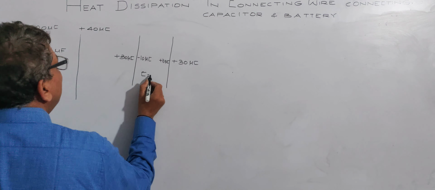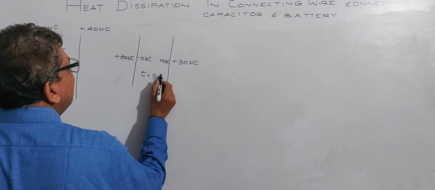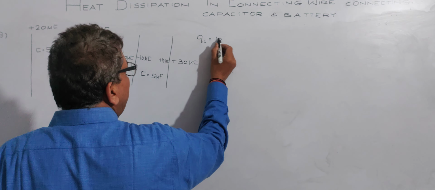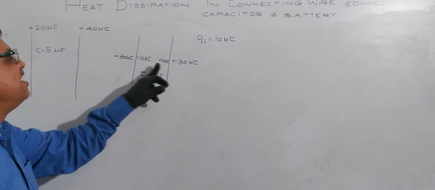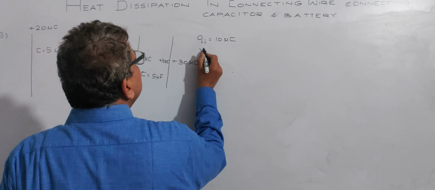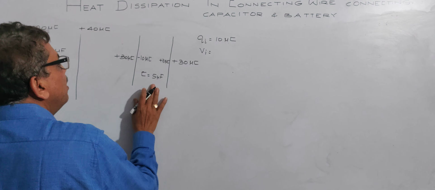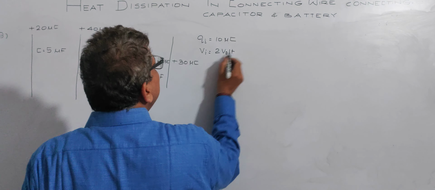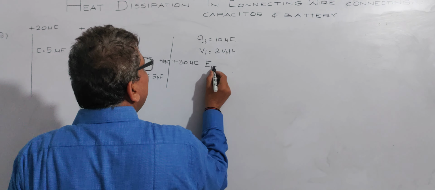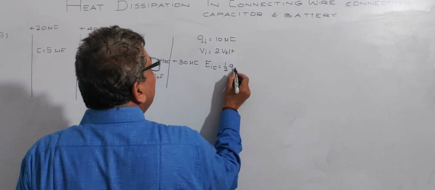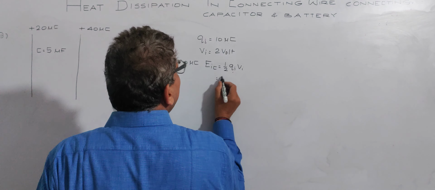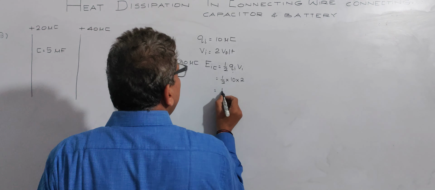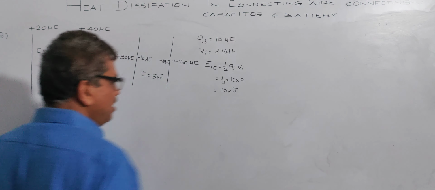The C is 5 microfarad. Now I can say the initial charge of the capacitor is only 10 microcoulomb. Please mind it. This is the initial charge, and the initial voltage is V equals Q by C, 10 divided by 5, so 2 volt. The initial energy stored in the capacitor is half Qi Vi, half times 10 times 2, so 10 microjoule. Is it clear? 10 microjoule.